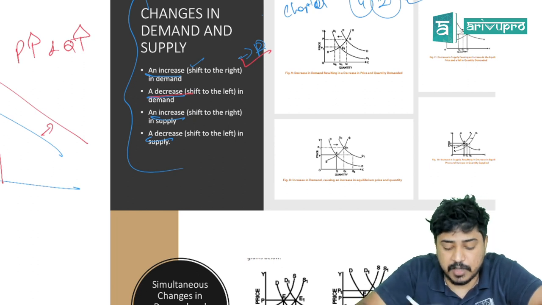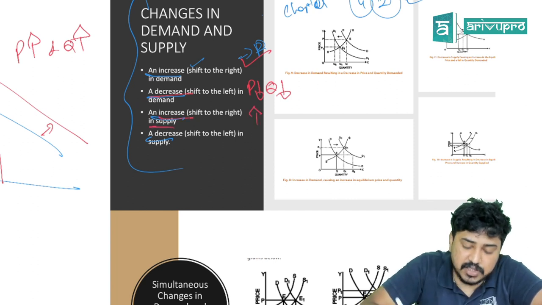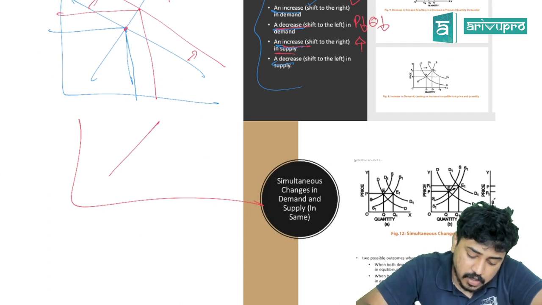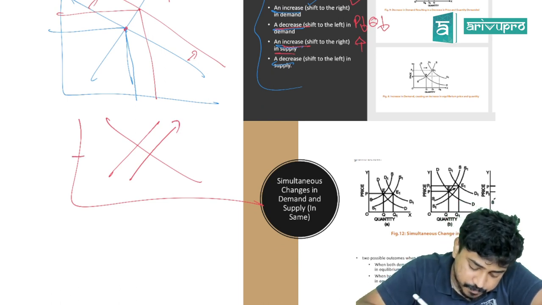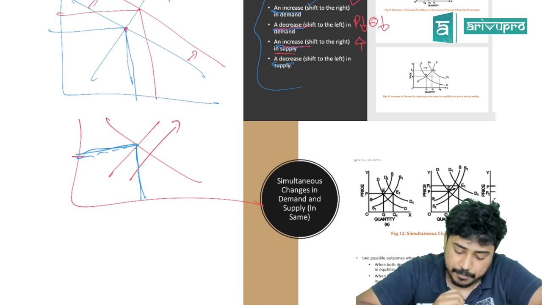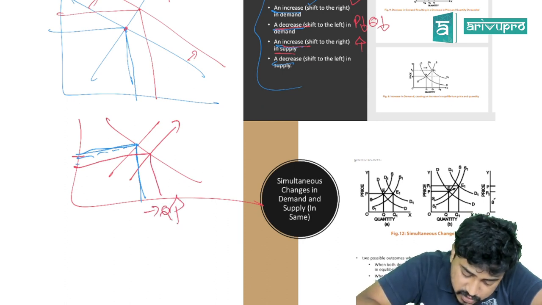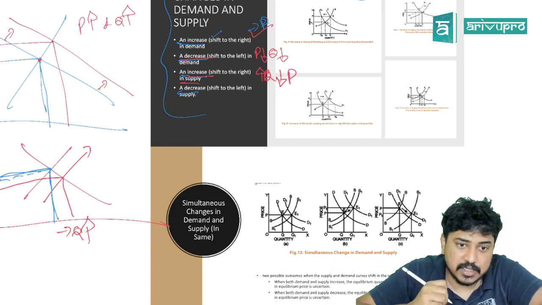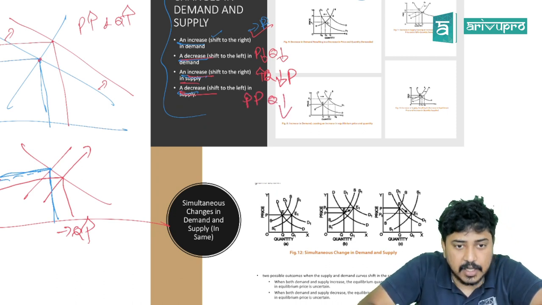When there is a decrease in demand, what happens? Price decreases, quantity decreases. When supply increases, what happens? Let us see. This is the supply-demand curve. I increase supply. What happens? This is the supply before, but the new supply curve has increased. So you see quantity increased but price decreased. Whereas when supply decreases, with the shift to the left, what happens? Price increases, quantity decreases, right?